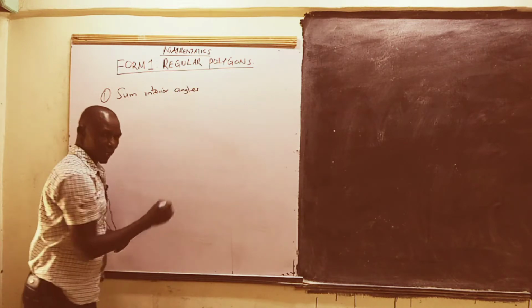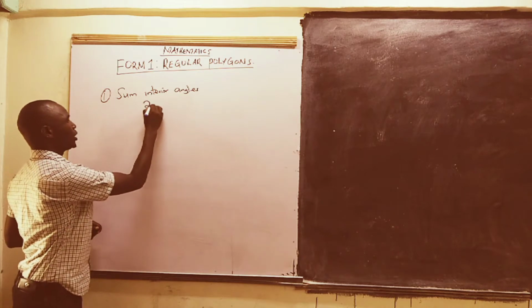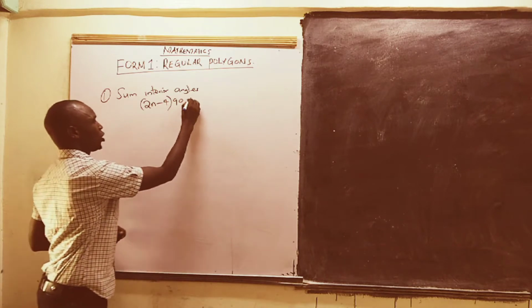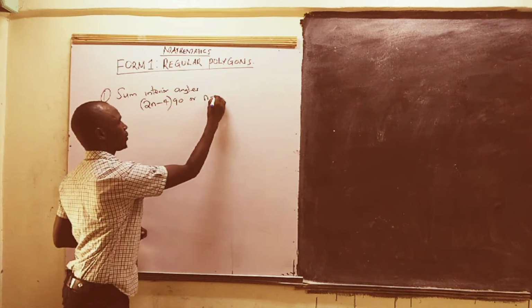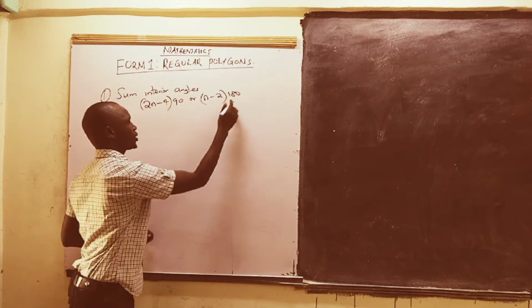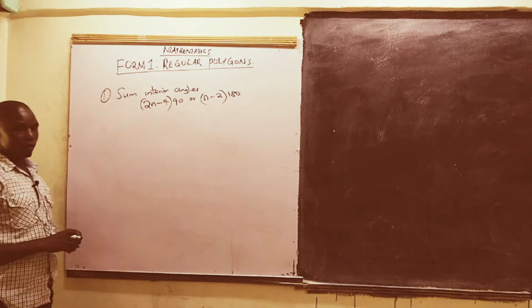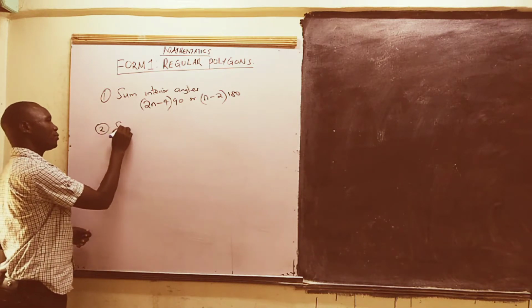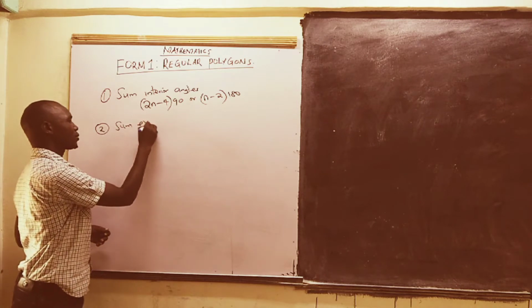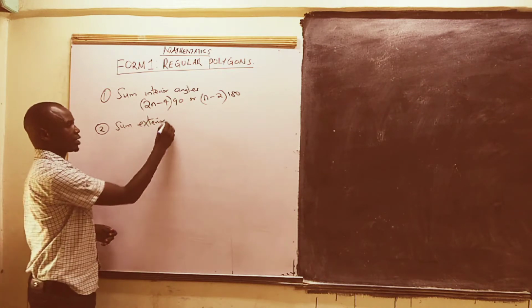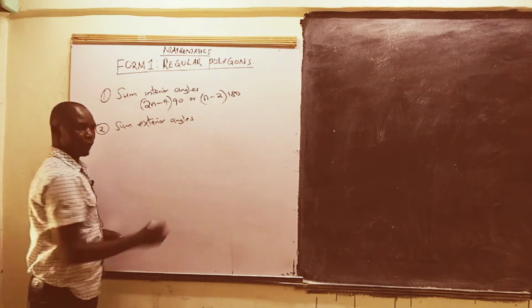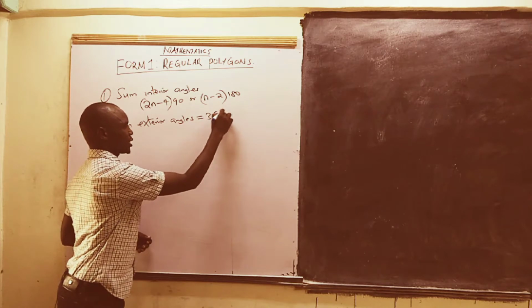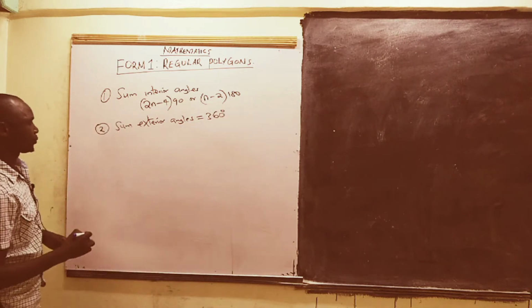of any regular polygon, we take 2n minus 4, we multiply by 90, or we can also use n minus 2 into 180, which is the same as the first one if you open that bracket. The number 2, the sum of exterior angles of any regular polygon must add up to 360. I repeat, any regular polygon.